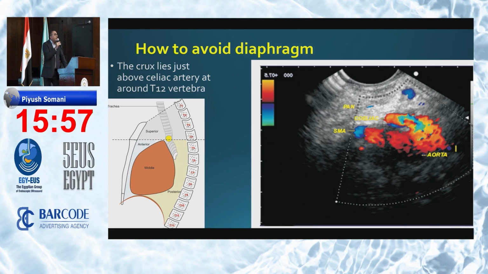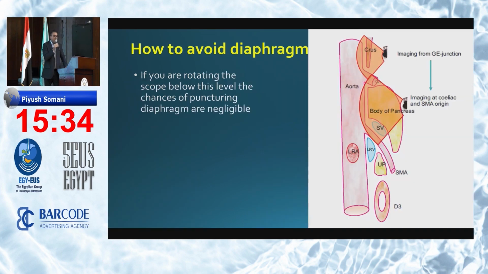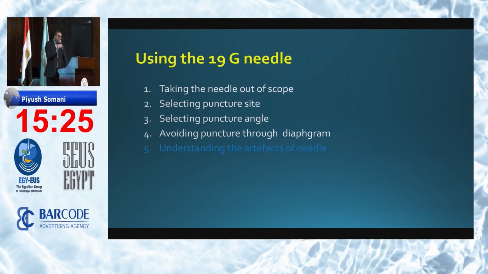So how to avoid the diaphragm? Obviously, before we do the puncture, we always make sure that we are below the GE junction. But how to do it endosonographically? We are all aware that the diaphragm lies just above the celiac artery at around the T12 vertebra. So anything below the takeoff of the celiac artery, you will never puncture the diaphragm. If you look at this image, if you are rotating the scope below this level, the chances of puncturing the diaphragm are negligible. So this is important: below the celiac artery origin.